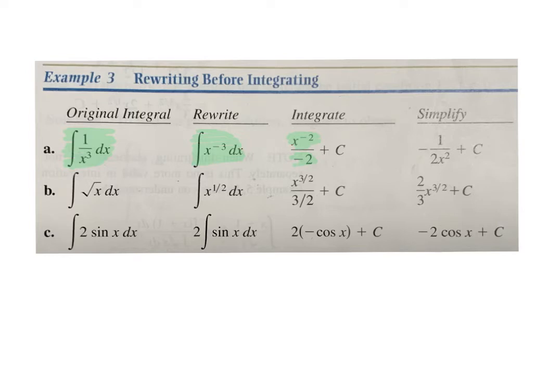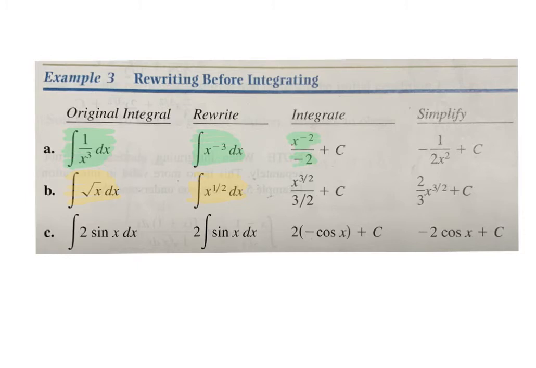So for the next type, I have a radical. Radicals are something else you want to rewrite. You can rewrite a radical as a fractional exponent. Square root is the same thing as 1/2. Remember, your exponent is your numerator and your index of your radical is your denominator. If your radical doesn't have an index, it's always 2. Okay, so square root of x is the same thing as x to the 1/2.